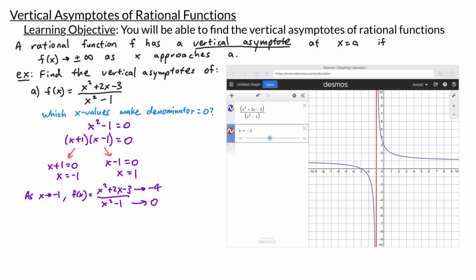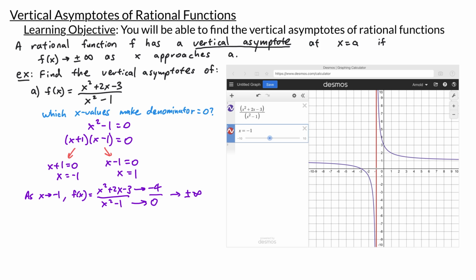So if we take a number that's close to negative 4 in the numerator and divide it by a number that's close to 0 in the denominator, the smaller the denominator gets, the larger the overall fraction gets. That's why our outputs are going towards either positive infinity or negative infinity.